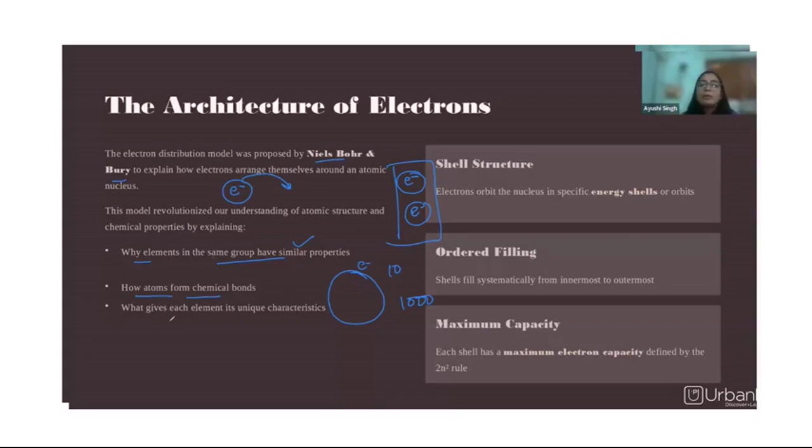And what gives each element its unique characteristics? The number of electrons gives a certain kind of characteristics to different atoms and different elements.